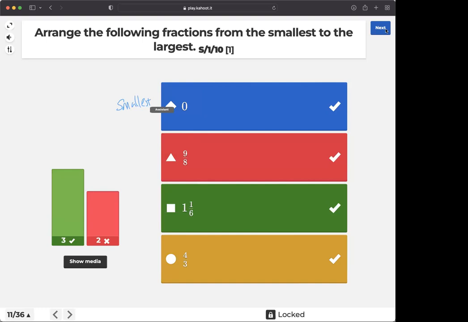Okay, so let's convert them to improper fractions. This is 9 over 8. This will be 7 over 6. And then this is 4 over 3. Actually there's not much to compare, so let me convert them to mixed numbers. This will be 1 and 1 over 8. This is 1 and 1 over 6. And this is 1 and 1 over 3.